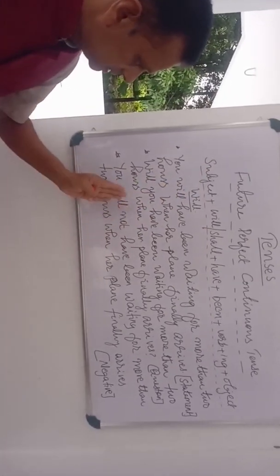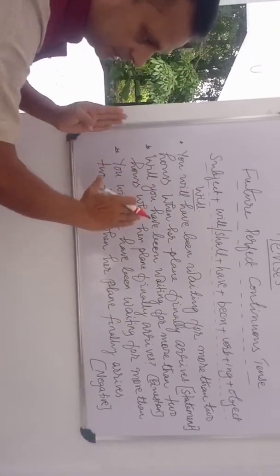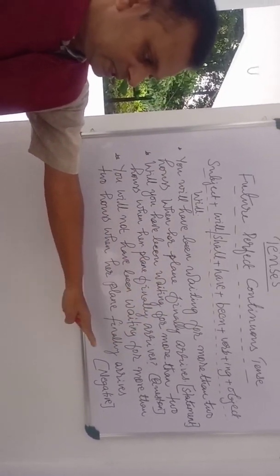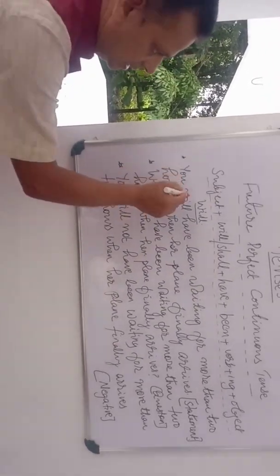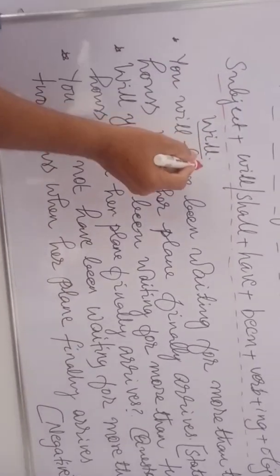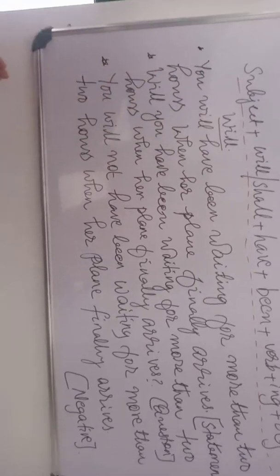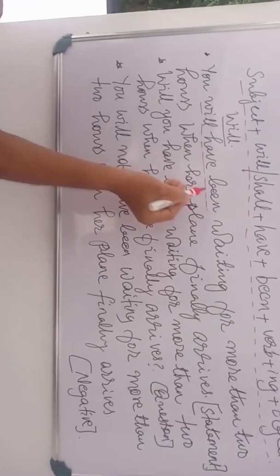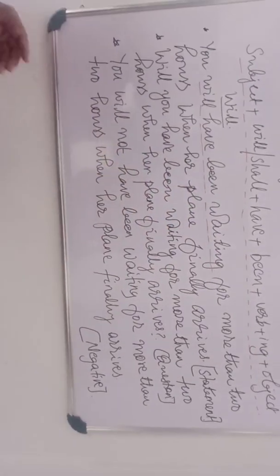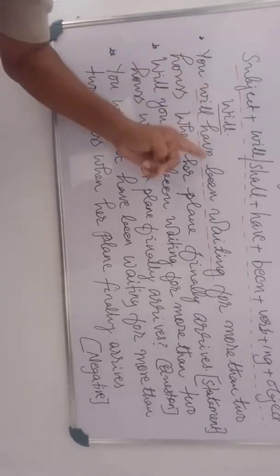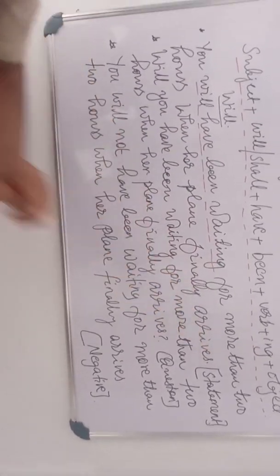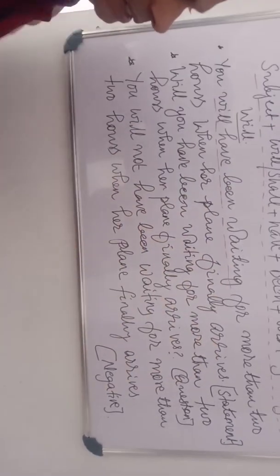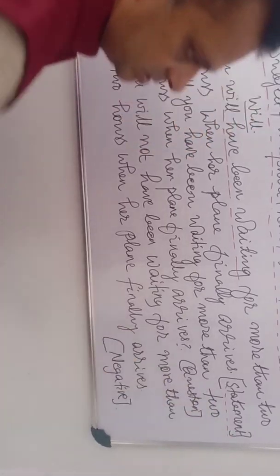Will has three forms: a statement, a question, and a negative. Each and every sentence has a statement, a question, and a negative. The usage of will can be stated in three forms. That is, you will have been waiting. You will have been waiting for more than 2 hours when her plane finally arrives. That's a statement.